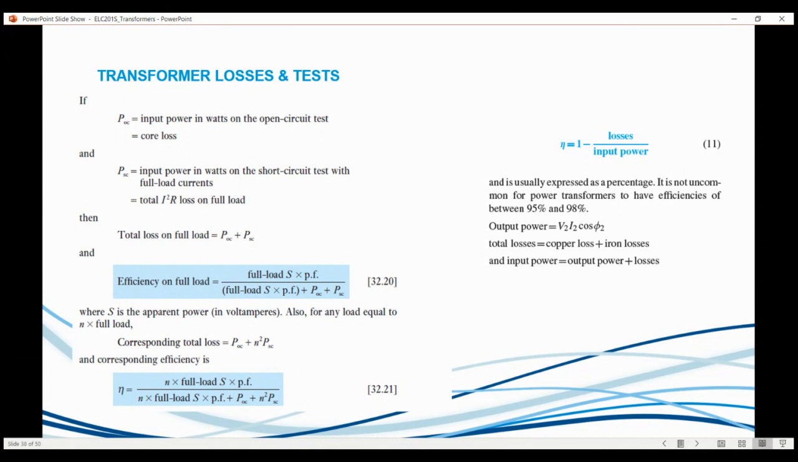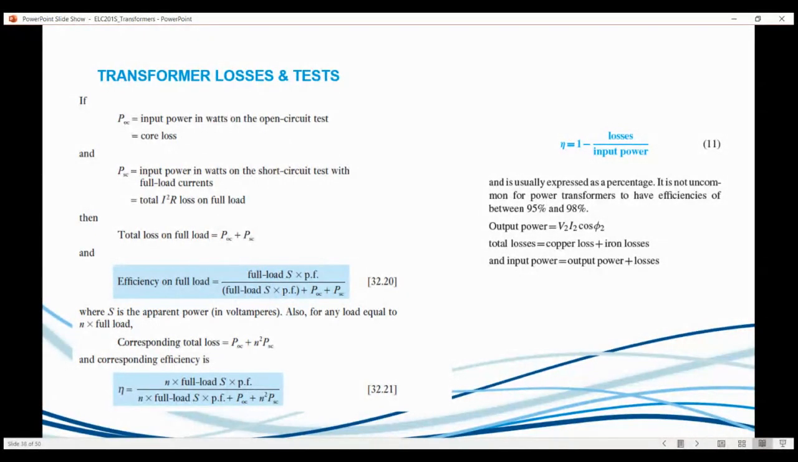What the formula essentially is, is the power out over the power in. So what we do is take your full load S, which is your volt amps, times the power factor, divided by S load times the power factor, plus your open circuit losses, which is your iron losses, plus your short circuit losses. You get that. And if you're not running on full load, there's an index n multiplied on the numerator and denominator: n times full load S times pf, divided by n times full load S times pf. And obviously we have to add the losses, but then it's n squared times the short circuit loss, which is essentially the copper loss. And that's basically it.